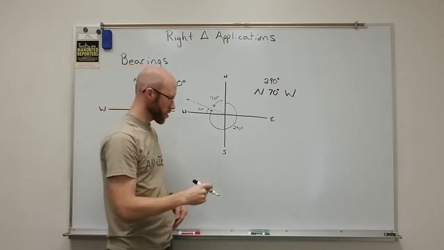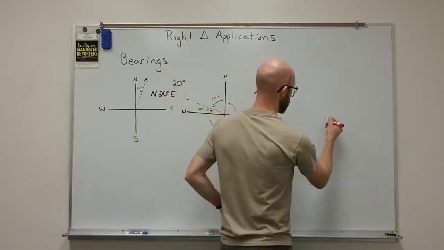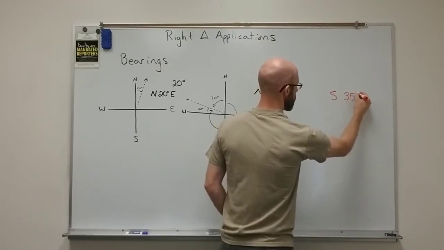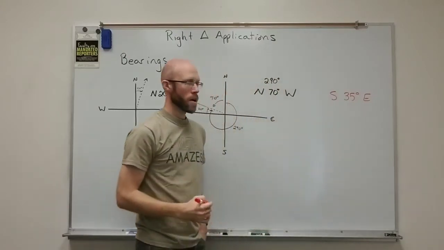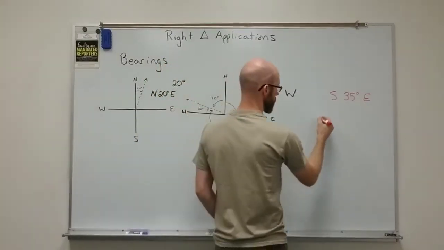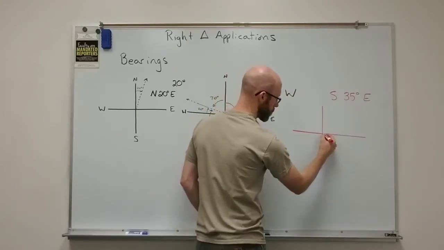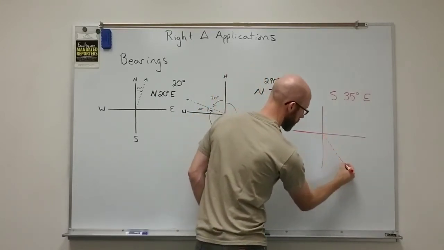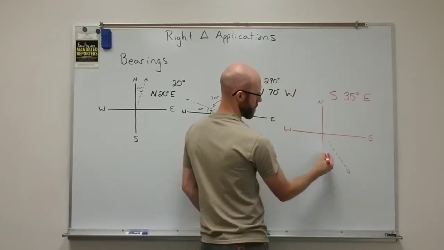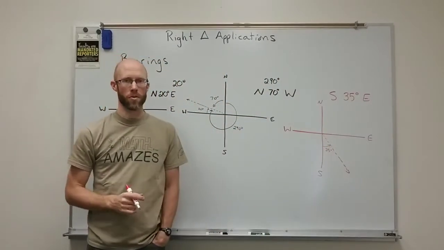So if I wanted to, let's do another example. Let's say I wanted a bearing of south 35 degrees east. That means you start south and then swing 35 degrees toward the east, okay? So instead of going south, you would be going 35 degrees toward the easterly direction, north, south, east, and west. So this angle here is 35 degrees. That's south 35 degrees east.